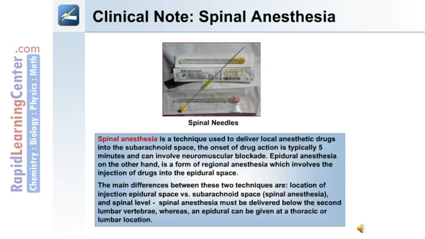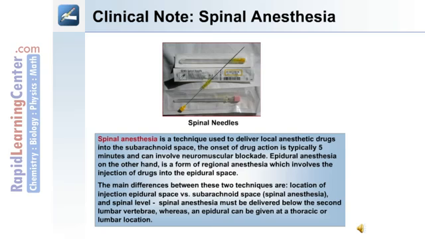Epidural anesthesia, on the other hand, is a form of regional anesthesia. This involves the injection of drugs into the epidural space. The main difference between these two techniques are the location of the injection, epidural space versus subarachnoid space for spinal anesthesia, and the spinal level. Spinal anesthesia must be delivered below the second lumbar vertebrae, whereas an epidural can be given at a thoracic or lumbar location.